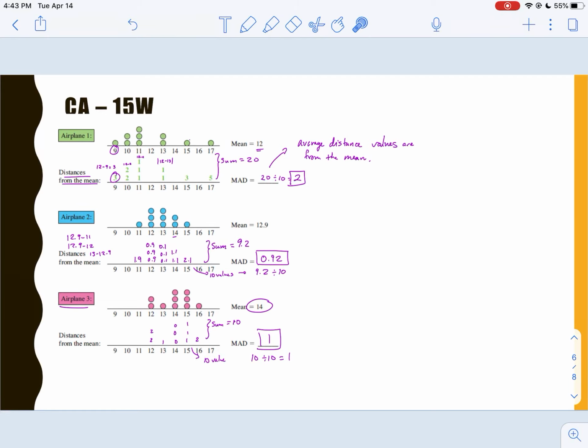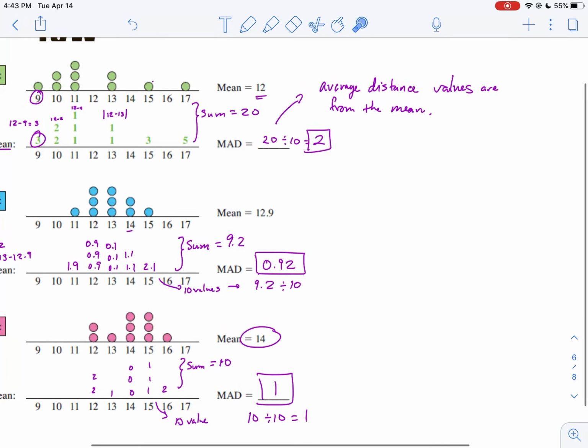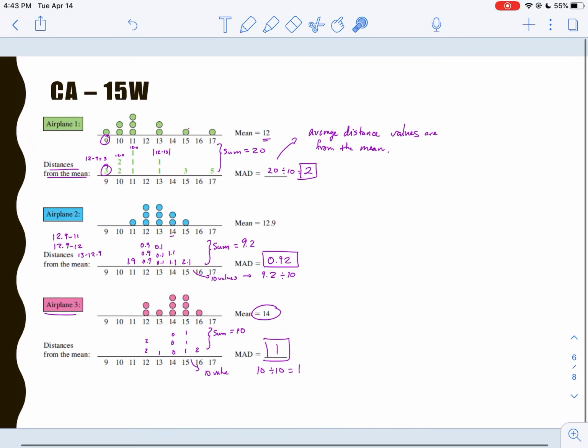Well, just on a kind of simple level, we could say, well, this mean is the highest, then this one, then this one. This has the most variation. It's the highest MAD. It's spread out the most. And then these two are about the same in variation. And we also see that in the picture.